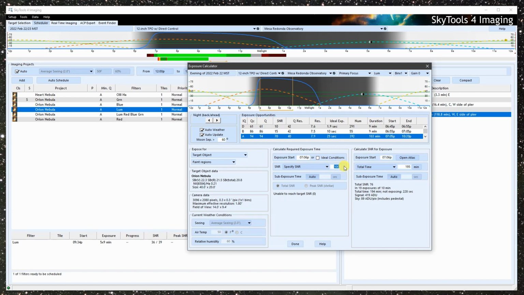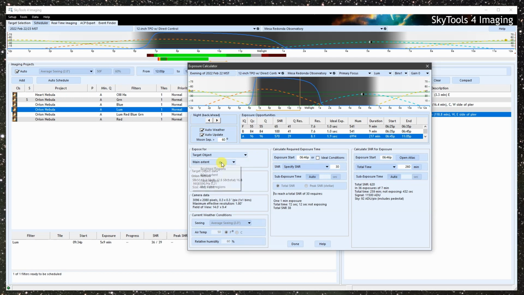Let's say we want a SNR of 30. Okay, so it says 3 10-minute exposures starting at 7 for this period of time will get us an SNR of 30. Well, that was for the faint regions. What about the brightest regions? It can reach an SNR of 38 in 1 minute. Okay, so that makes a big difference.